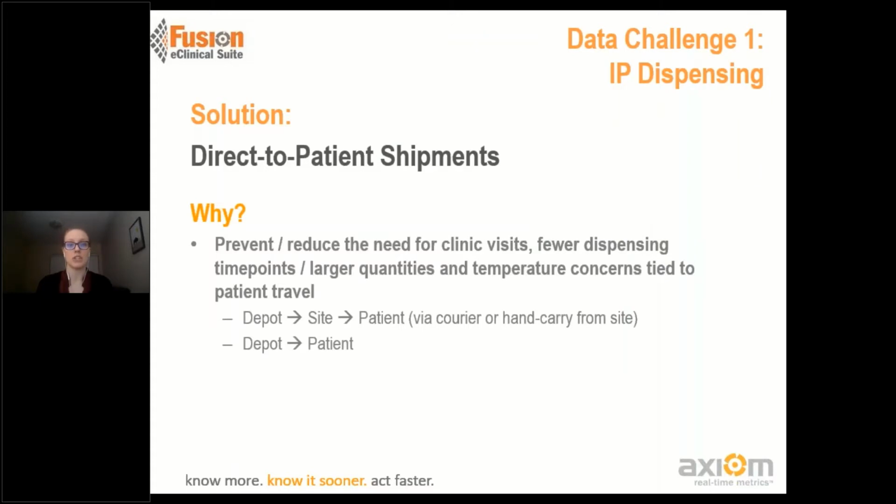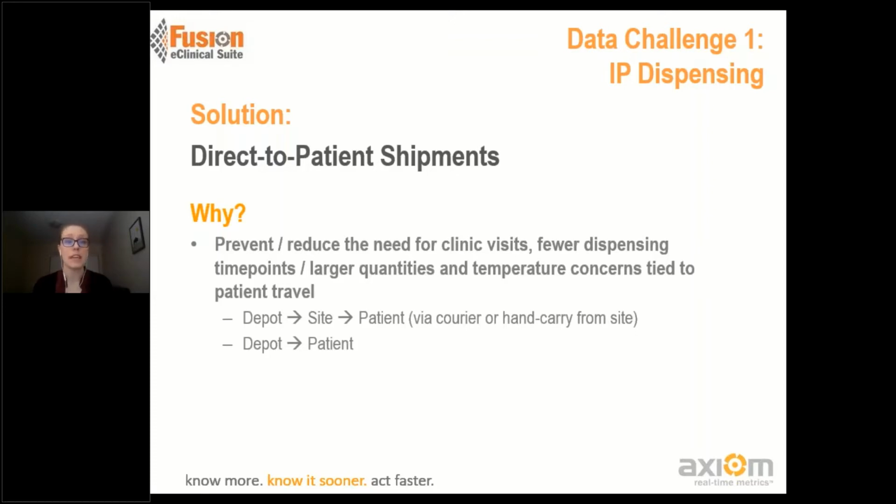We can do that through direct-to-patient shipments. Why are we doing this? It's really to prevent and reduce the need for those in-clinic visits. Another option, of course, you can manage it with the visit dispensing schedule and having less on-site visits. But what that means is longer periods of time between visits and therefore larger quantities of that investigational product going out to the subjects. Another aspect can also be temperature concerns. When they're traveling with the product, especially if there's a winter storm or a high temperature warning, then you can have impacts to the IP as well.